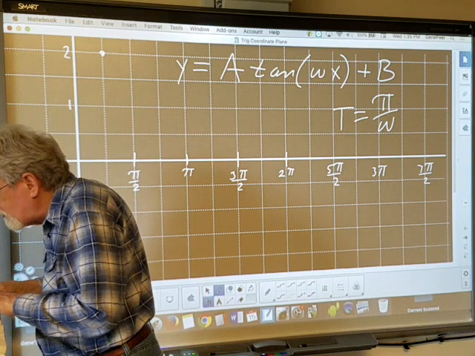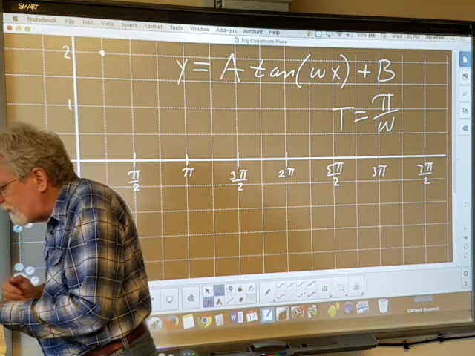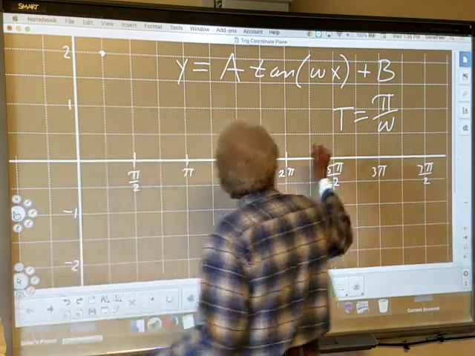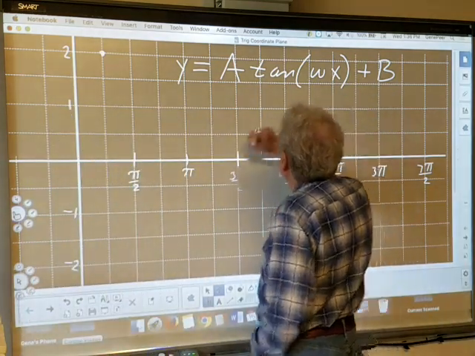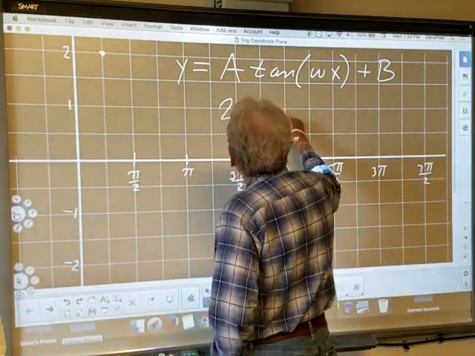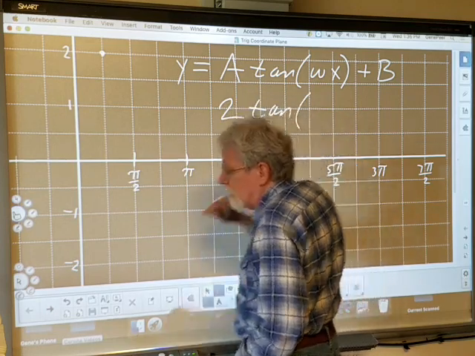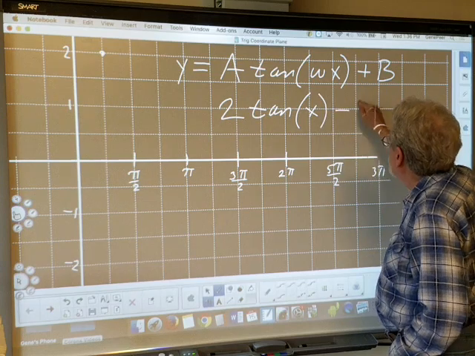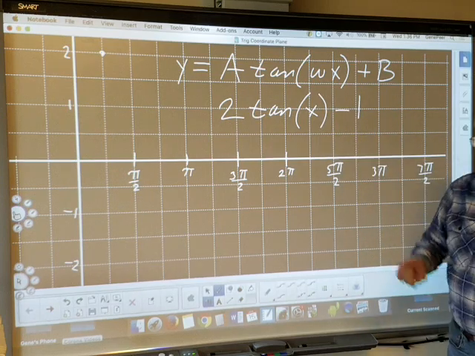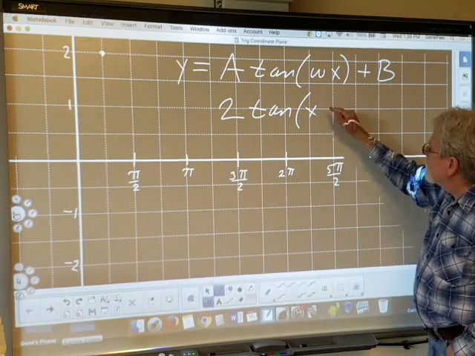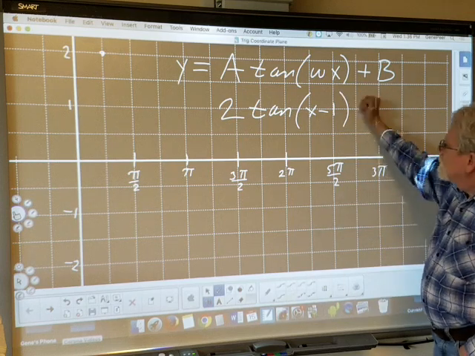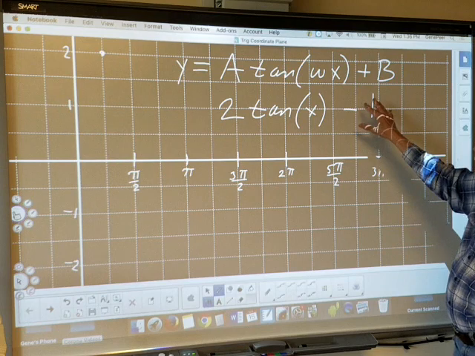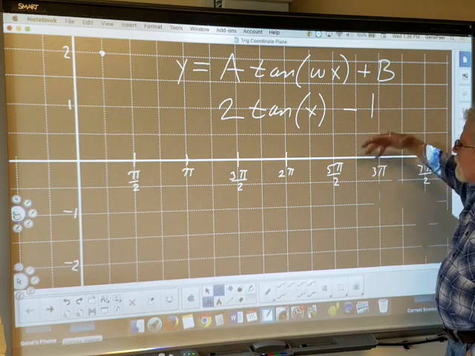So putting all that together, let's grab an example here. Let's take the example of trying to graph 2 times the tangent of x minus 1. It's important that that 1 be outside the parentheses. We're not trying to do x minus 1, but we're taking the whole function and subtracting 1, which is going to shift the entire thing down 1 unit.